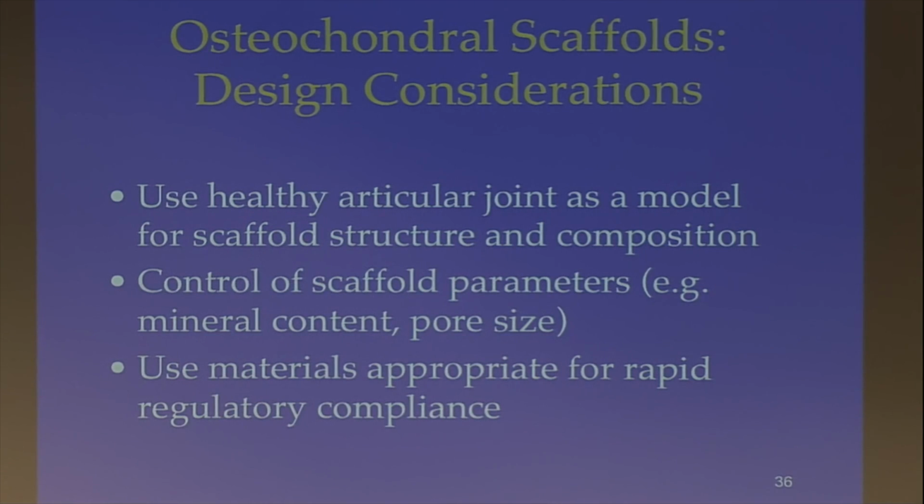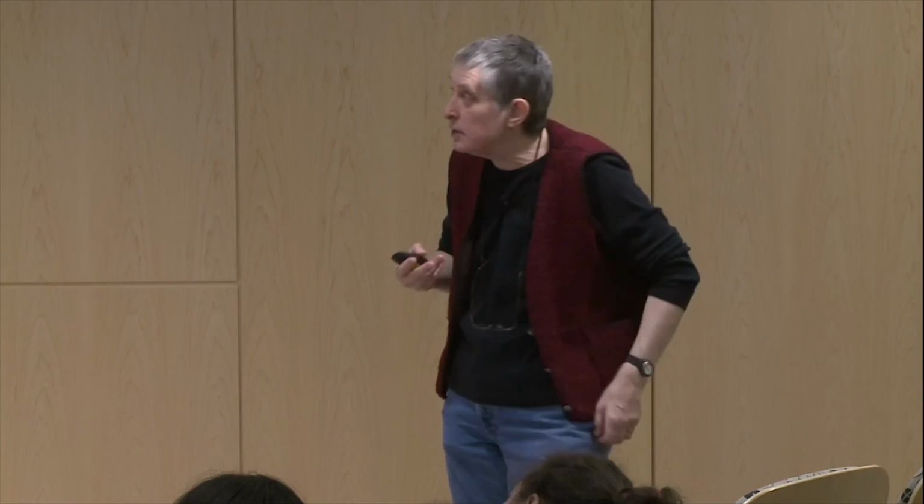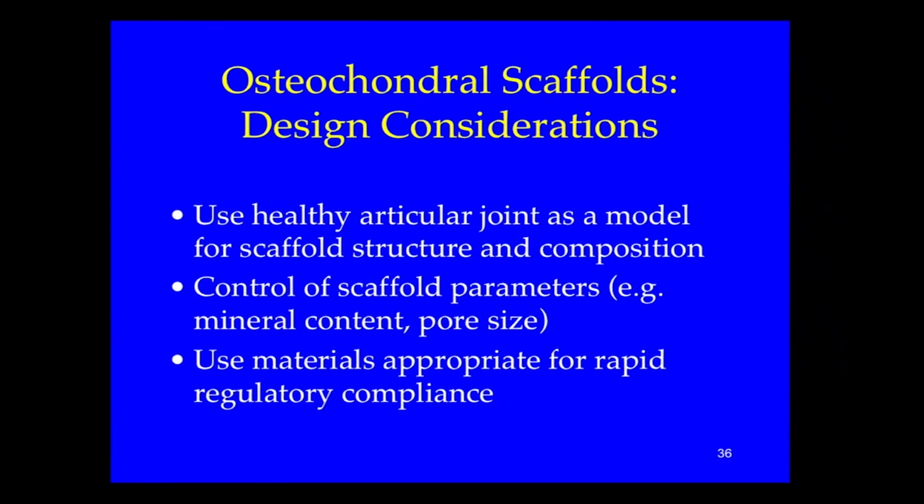So again, these were the considerations in trying to make the osteochondral scaffold. So now we have a collagen scaffold and we have a mineralized scaffold, and we want to put the two of them together. So we wanted to use the joint as a model, and we wanted to have some intermediate layer that had some gradation in the mineralization. So that was the next step.